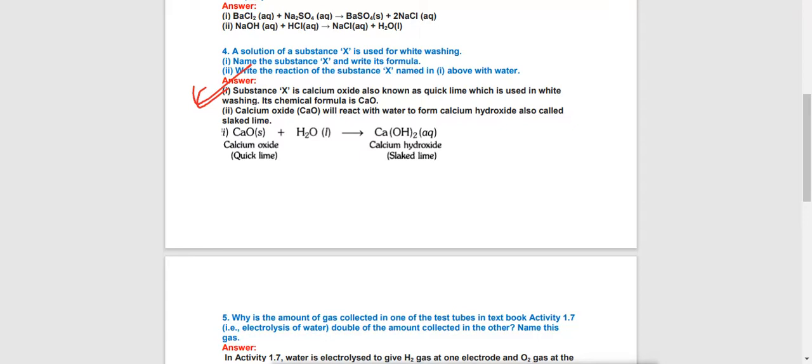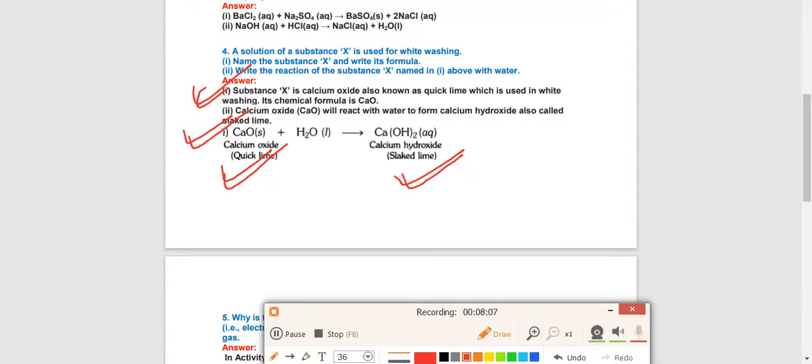Next question is write the reaction of substance X named in 1 above with water. So what do we have to write? Calcium oxide will react with water to form calcium hydroxide, also called slaked lime. See, in the second question, calcium oxide, CaO, will combine with water, H2O, and it will form calcium hydroxide, Ca(OH)2. It is known as slaked lime. So the common name of calcium oxide is quicklime, and the common name of calcium hydroxide is slaked lime. Don't get confused in that. Now come to question number 5.